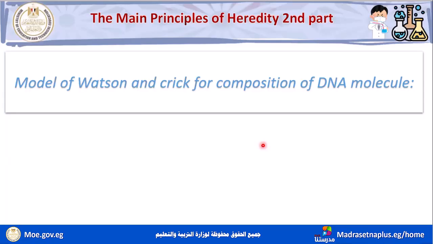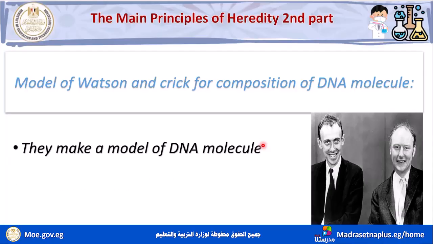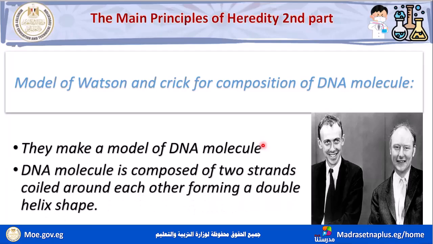A model of Watson and Crick for the composition of DNA molecules. They made a model of the DNA molecule. The DNA molecule is composed of two strands coiled around each other, forming a double helix shape.